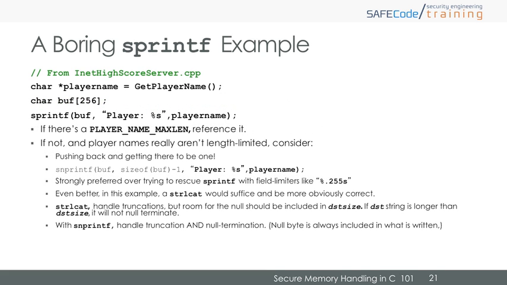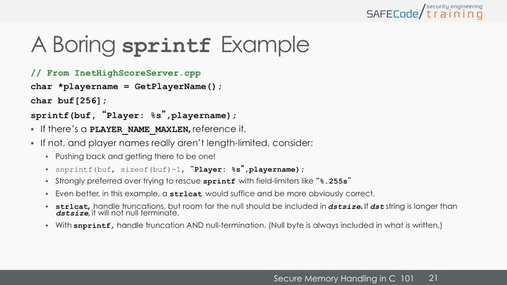We've shown with things like strcpy that there's a pretty straightforward one-for-one remediation strategy moving to some safer function like strlcpy, and with sprintf, we're going to need to do some work as well. If there's a constant that specifies the player name max length, you're going to need to reference it in a fix that you make here. If there isn't a constant like that, and player names really aren't length limited in your game, consider pushing back on this at the specification level and making sure there is a specified maximum length to a player's name. Then you can use code like snprintf, where you pass the size of the destination buffer minus 1, and you actually use an approach very similar to the strlcpy approach.